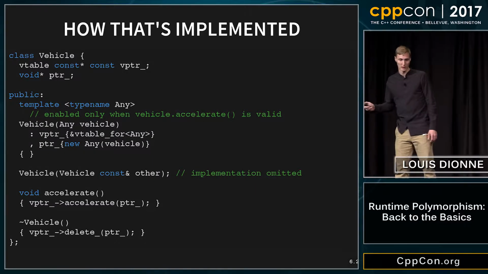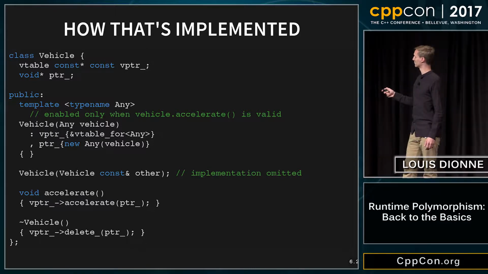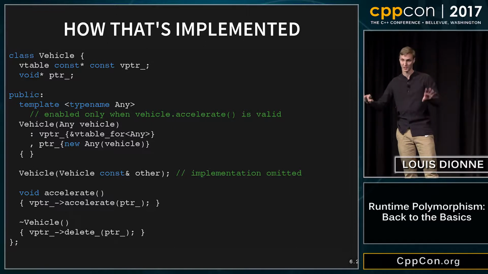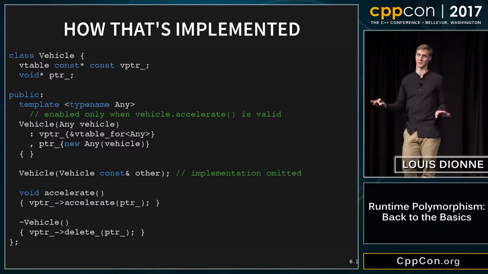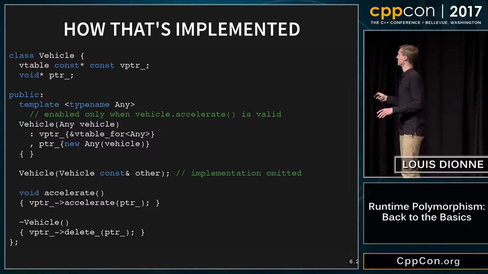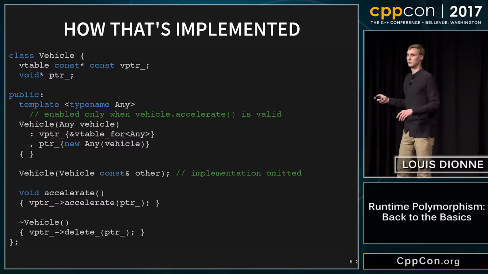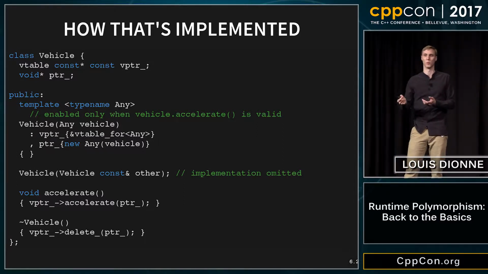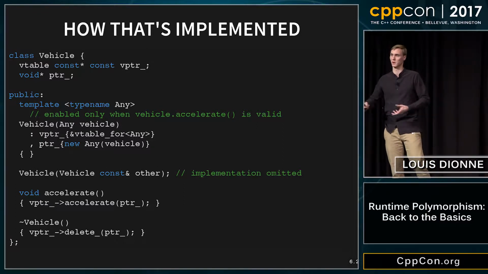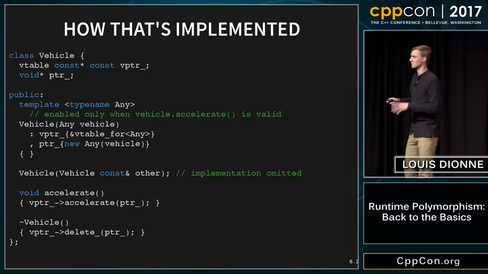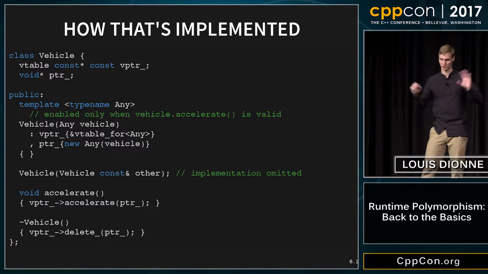So here I have my vehicle, which has a pointer to a vtable, and I'm going to show you how the vtable is implemented. There is a type called vtable there. I'm going to show you on the next slide. So I have a pointer to a vtable, and I have a void pointer, which is basically a pointer to whatever the vehicle is holding. I can't make it a pointer to a base class because there's just no concept of a base class in this approach.